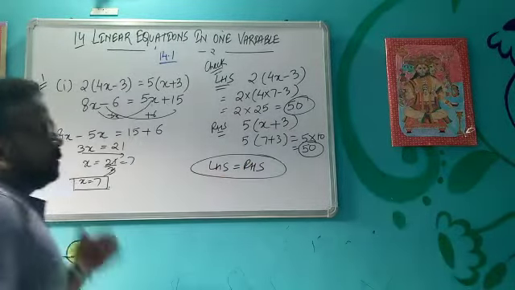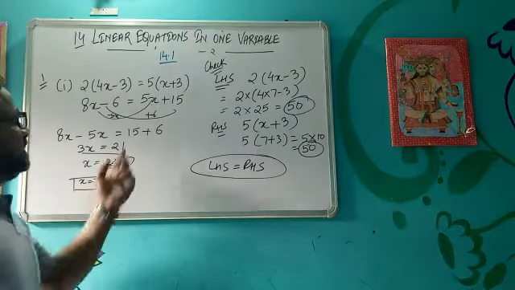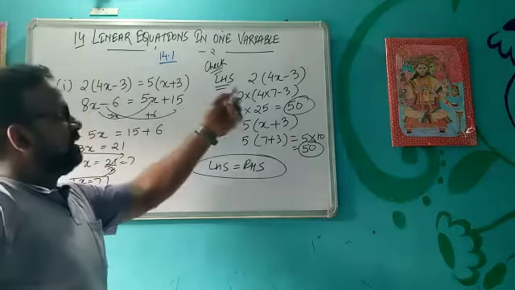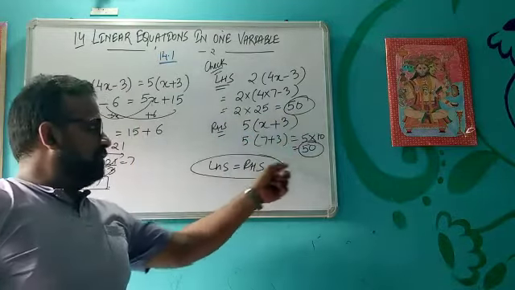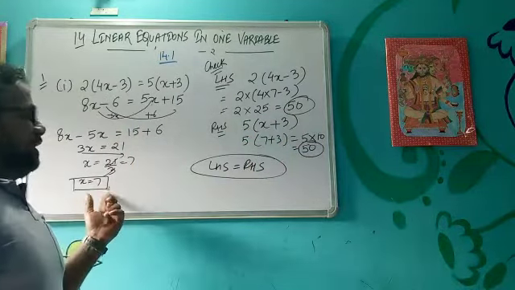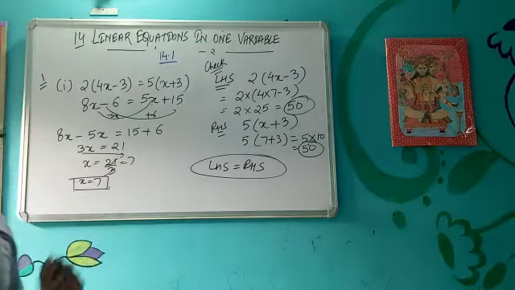So first you find the value of x, then you check LHS, then you check RHS. If these two are equal to each other, that means whatever solution you have found is absolutely correct.